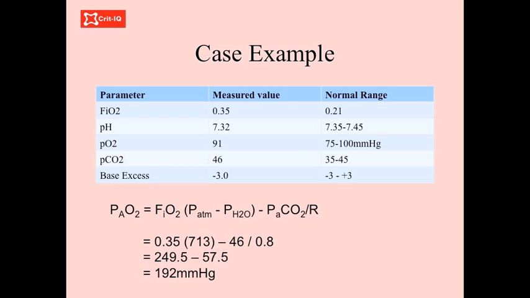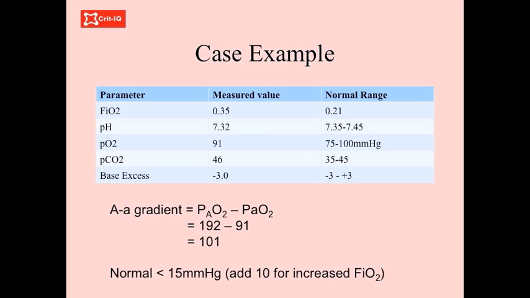Remember the equation for the alveolar partial pressure of oxygen as outlined earlier. Substituting the values from the blood gas, we find he has an estimated alveolar partial pressure of oxygen of 192. The AA gradient then is the difference between this value and the PaO2 of arterial blood. When calculated, the AA gradient is 101 millimeters of mercury.